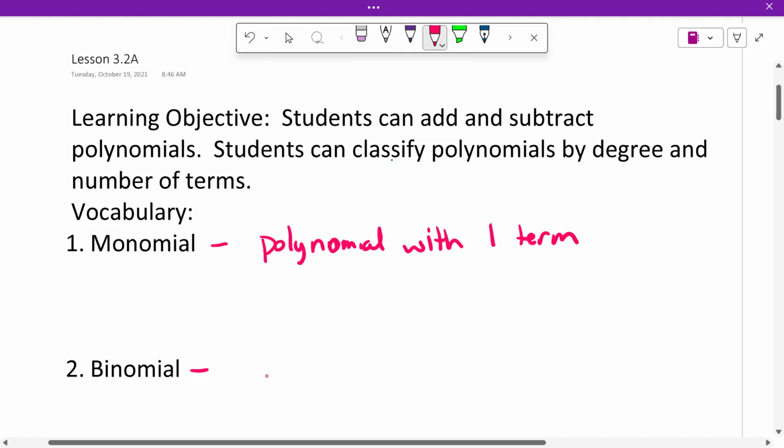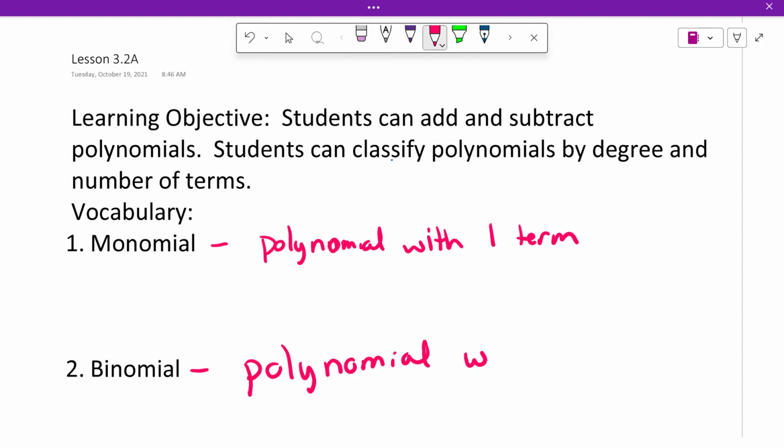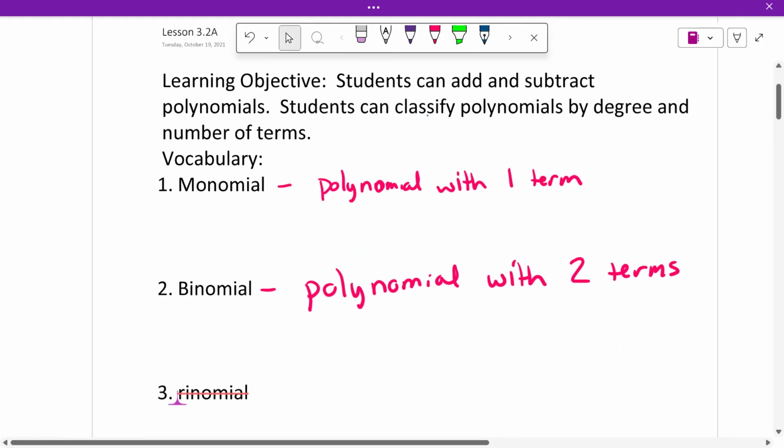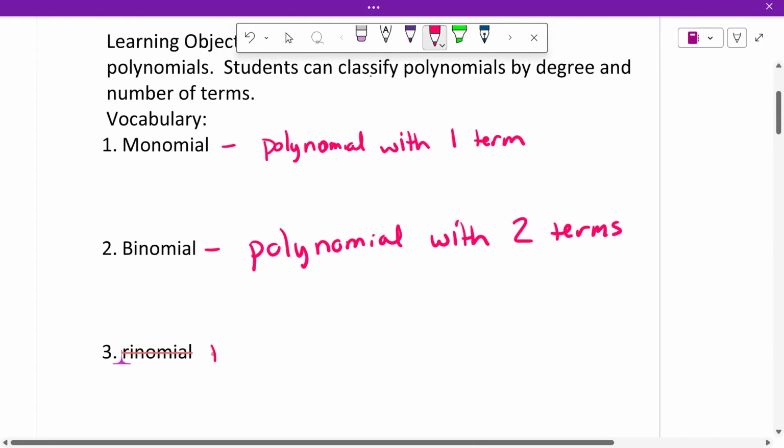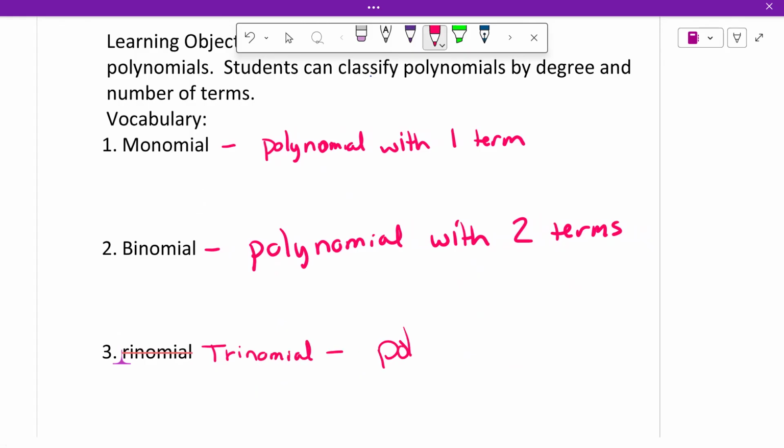A binomial would then be a polynomial with two terms, and a trinomial. So a monomial is a polynomial with one term, a binomial is a polynomial with two terms, and a trinomial is a polynomial with three terms.